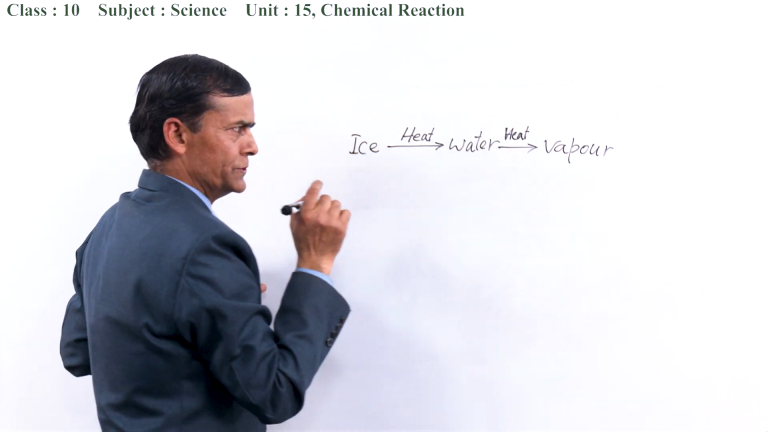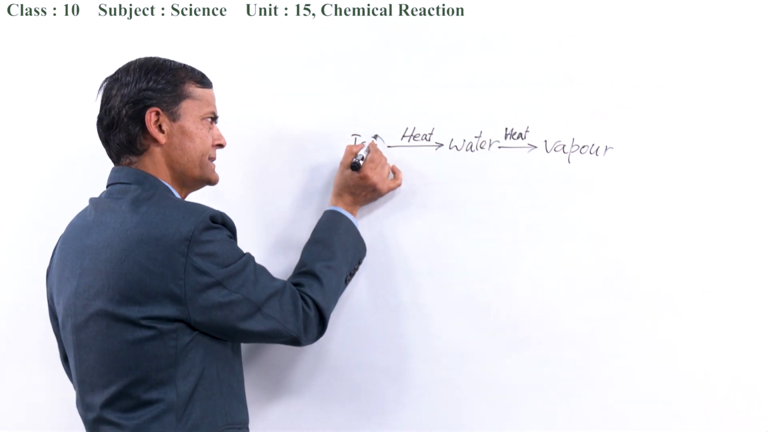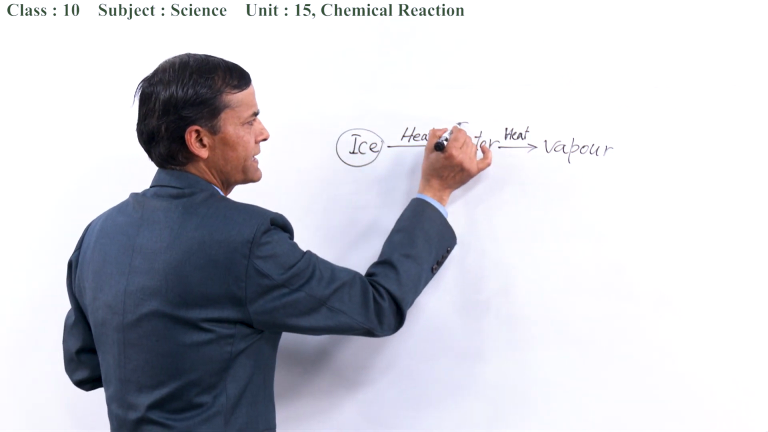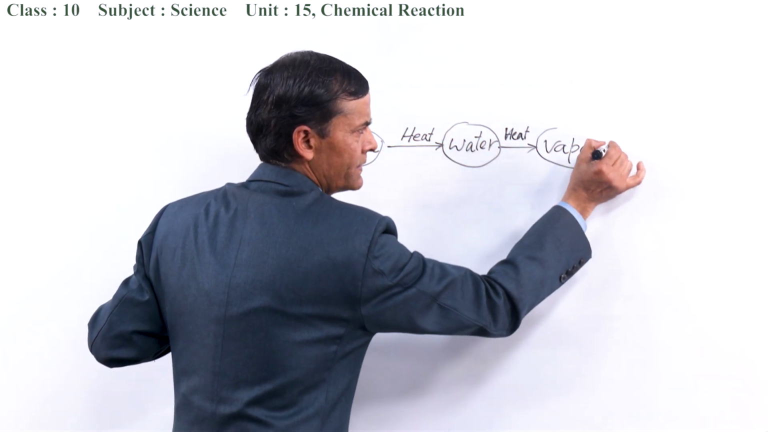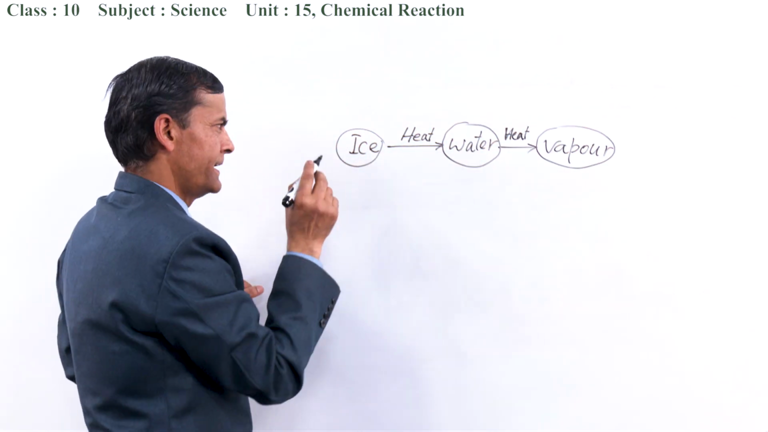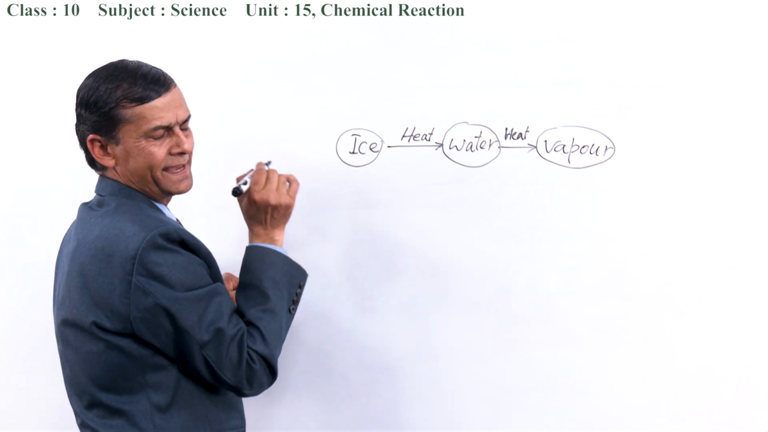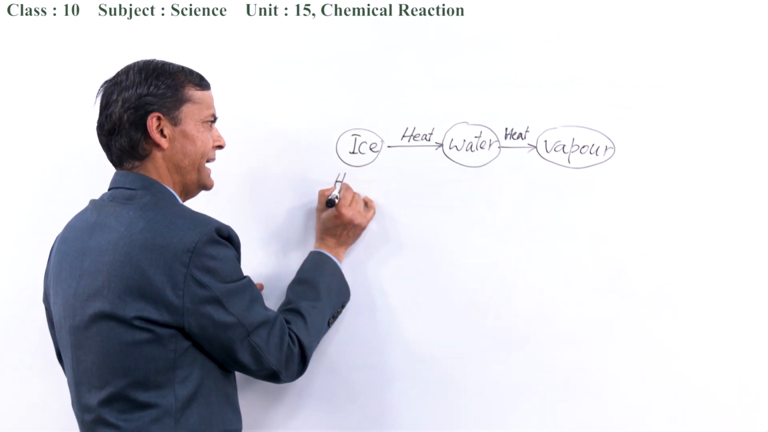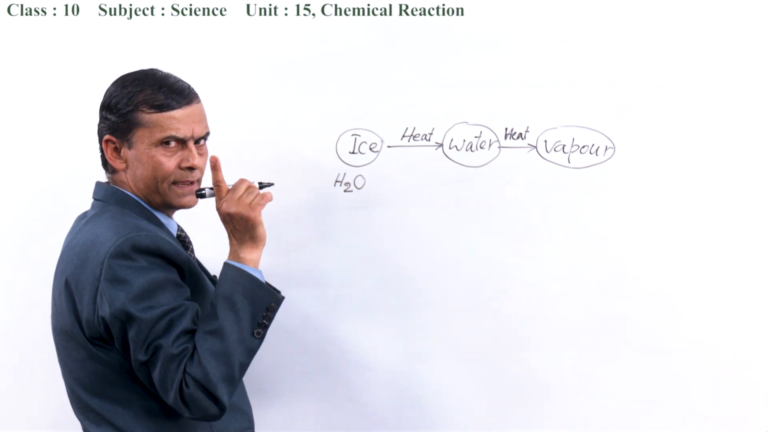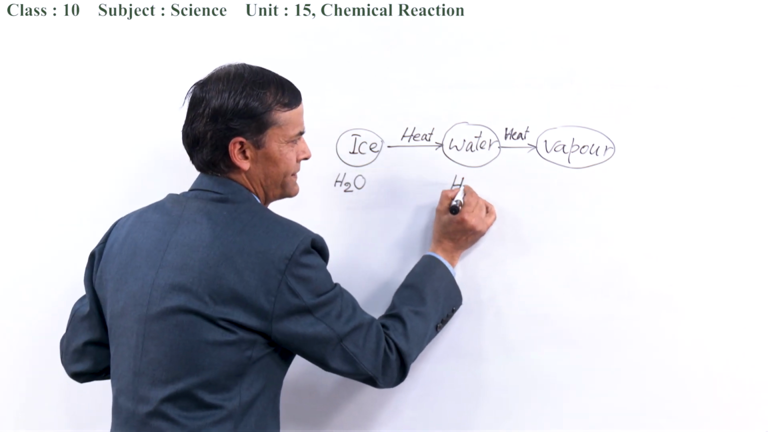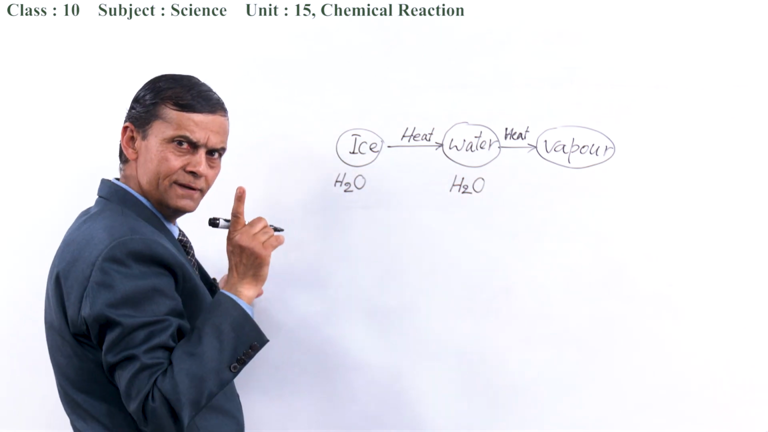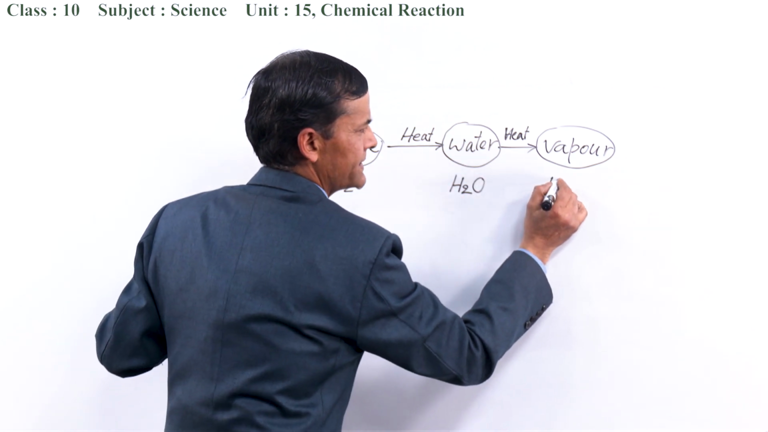But do you know one thing? Is there any change in the chemical structure, chemical composition of ice, water and vapor? Do you think so? What is the formula of ice then? The chemical formula of ice is H2O. What is the chemical formula of water? That is also H2O. And vapor? Yes, that is also H2O.